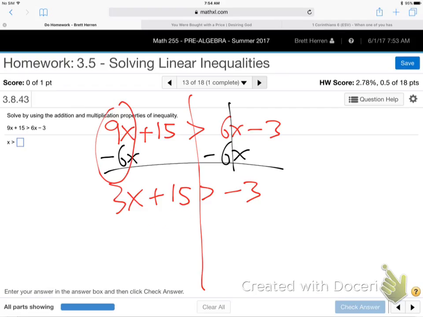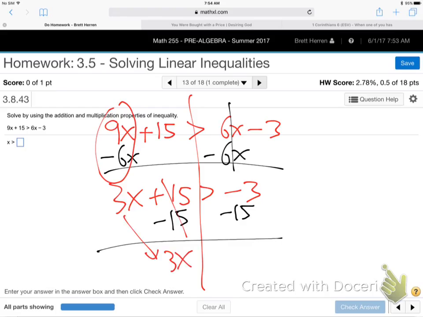Subtract that 15. You guys know this. All right, subtract that 15 from both sides. These are gone. 3x, and this is minus 18. Did you get that okay? Right, if you lose $3 and you lose $15, you lost $18. Last step to get x alone, divide by 3. So x is, there we go. Does that make sense?